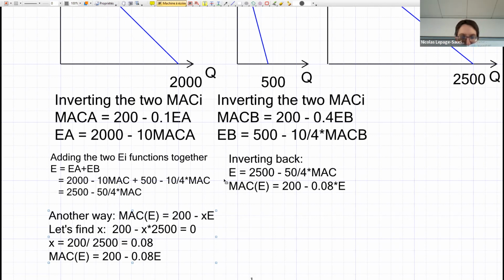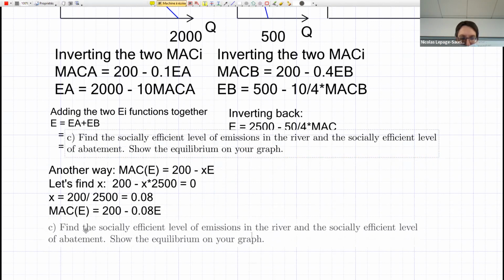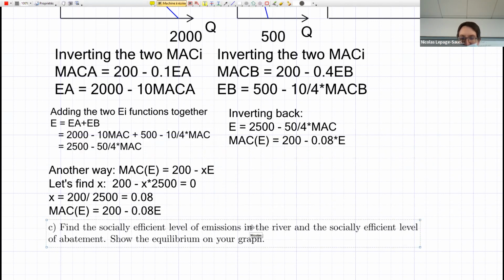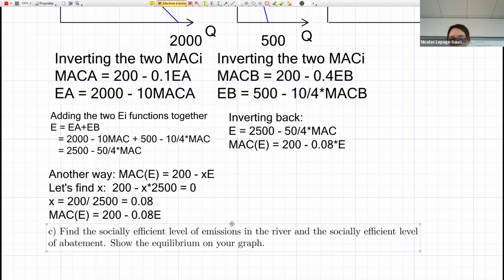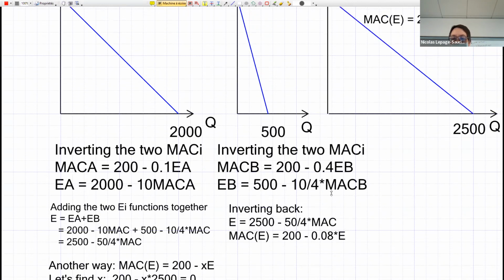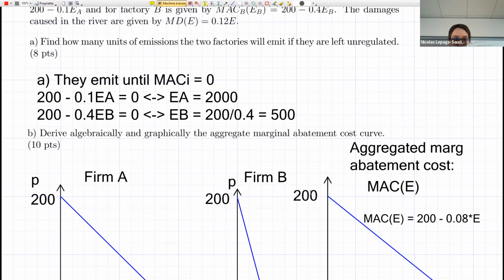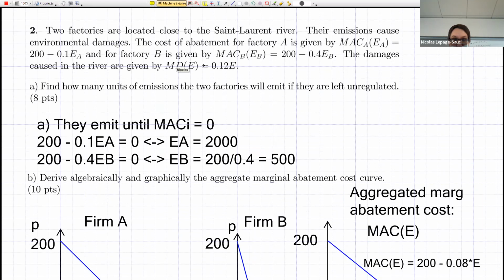Find the socially efficient level of emission. Show the equilibrium on your graph. So here, that's easy. You just have one segment, so you know what to do. Just to remind you, the marginal damage is 0.12 times E.